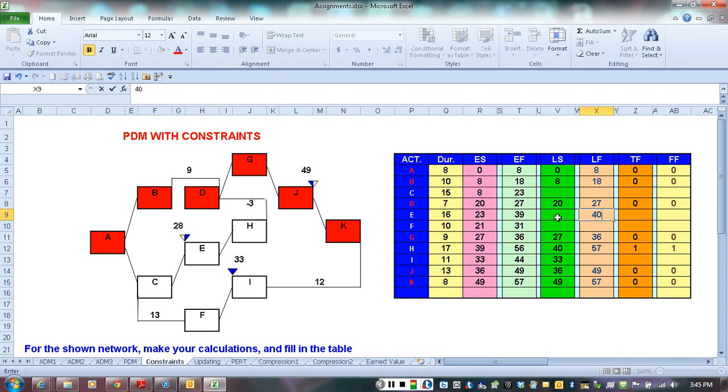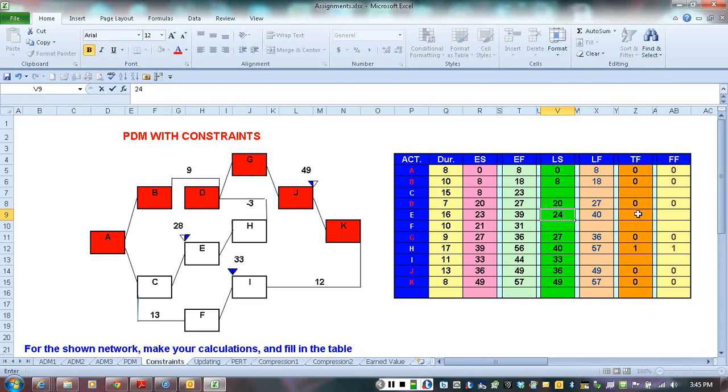And in the backward pass the duration is 16. And here it says start no later than day 28. From the calculations, 40 minus 16 is going to give us 24. The question now is, does that have any conflict with the constraint? It says start no later than 28, and obviously 24 is not later than 28, so the constraint here has no effect on the calculations.